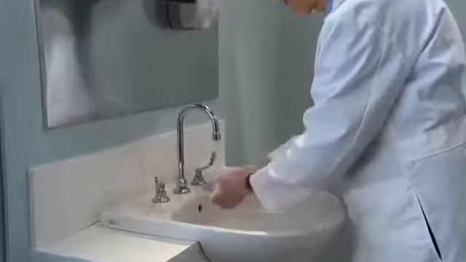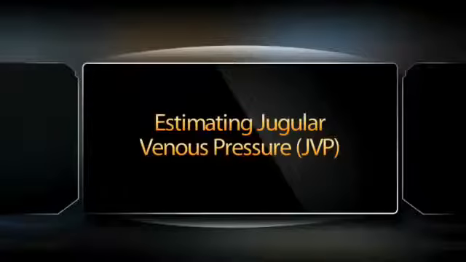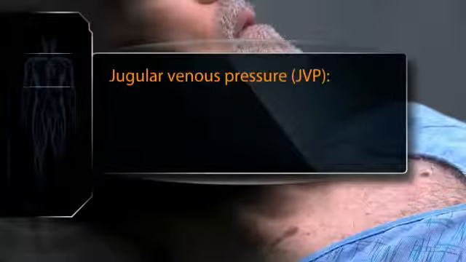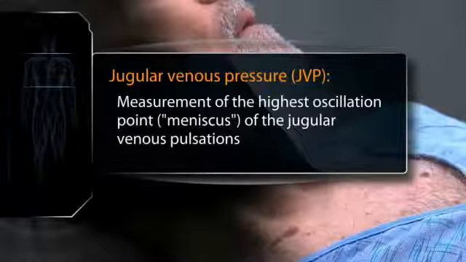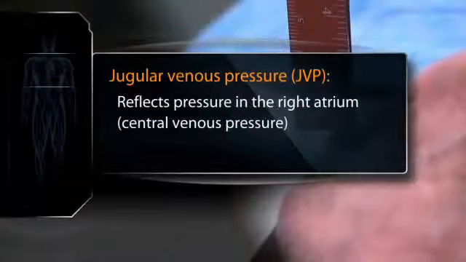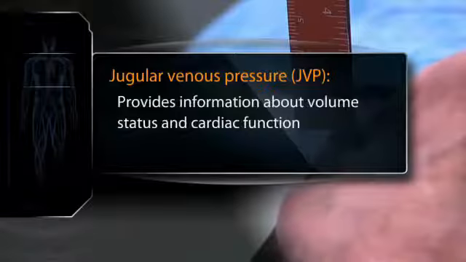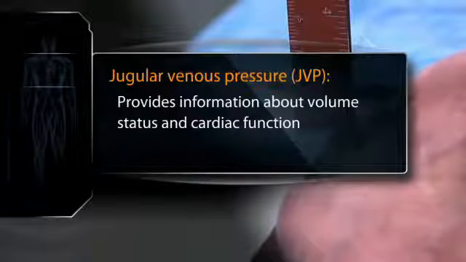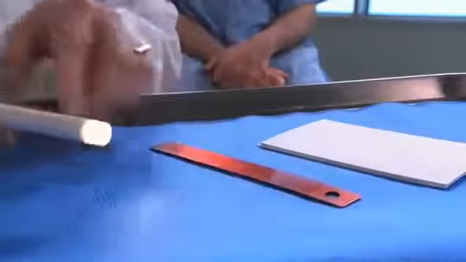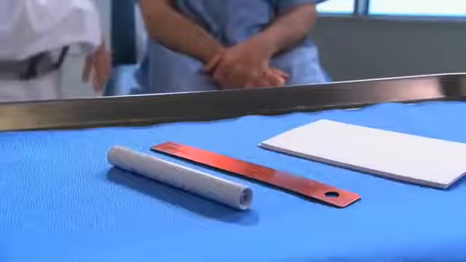After comprehensive hand hygiene, you are ready for the physical examination. Jugular venous pressure, or JVP, is a measurement of the highest oscillation point, or meniscus, of the jugular venous pulsations. This measurement reflects pressure in the right atrium, that is, central venous pressure. The JVP also provides valuable information about the patient's volume status and cardiac function. Estimating the patient's JVP is one of the most important and frequently used skills of physical examination, and often the first step in your cardiovascular assessment.